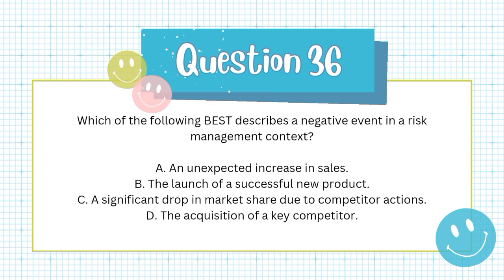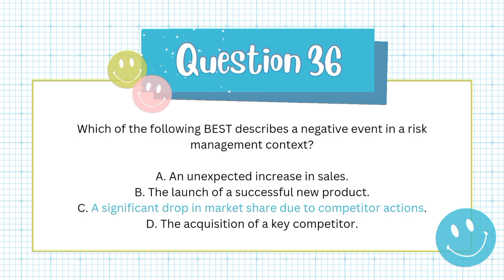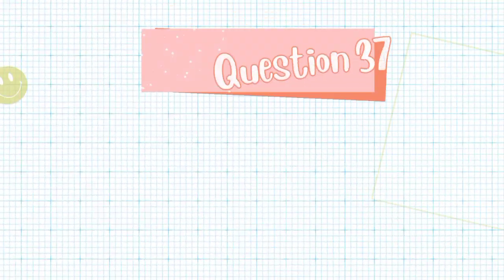36. Which of the following best describes a negative event in a risk management context? A. An unexpected increase in sales. B. The launch of a successful new product. C. A significant drop in market share due to competitor actions. D. The acquisition of a key competitor. The correct answer is C. A significant drop in market share due to competitor actions.